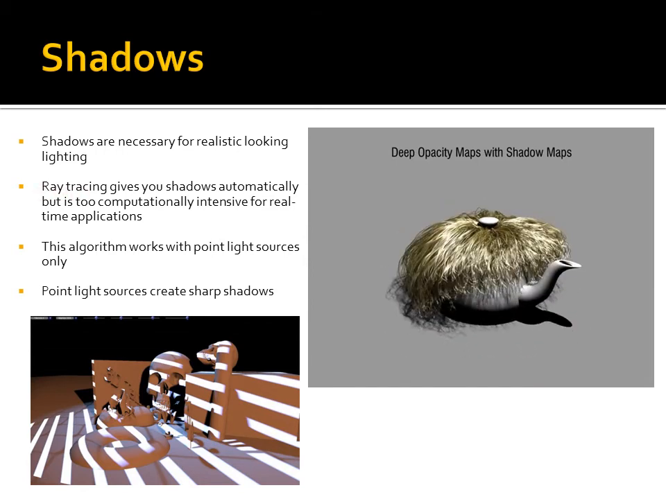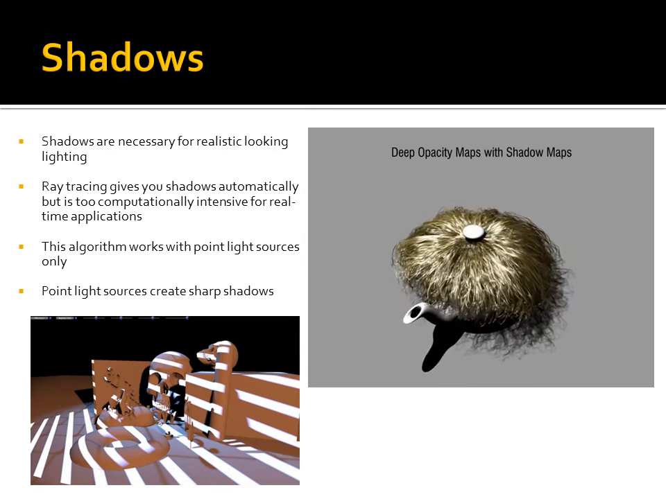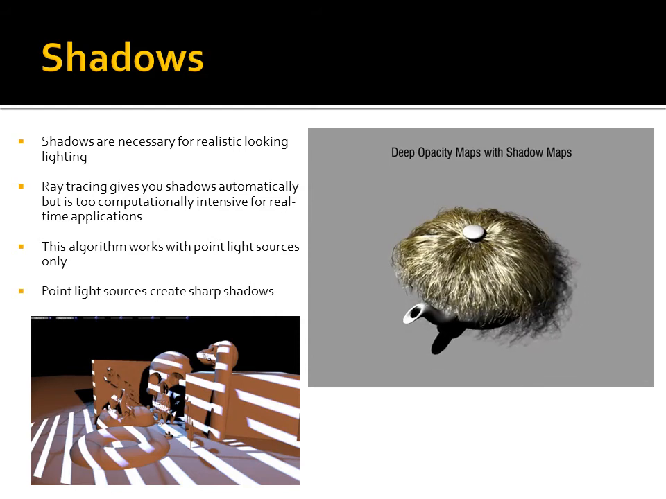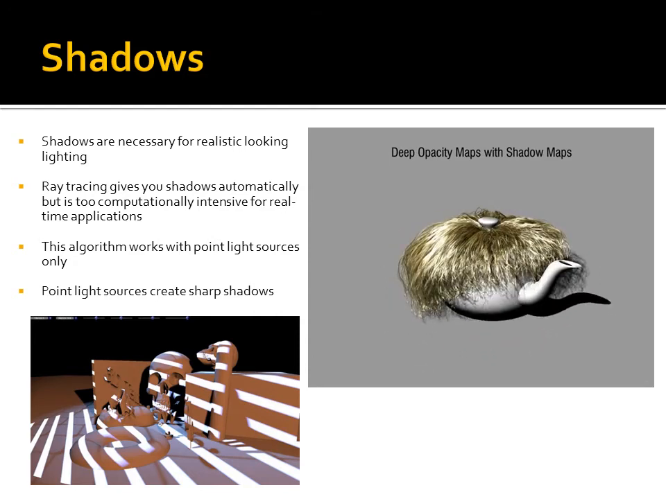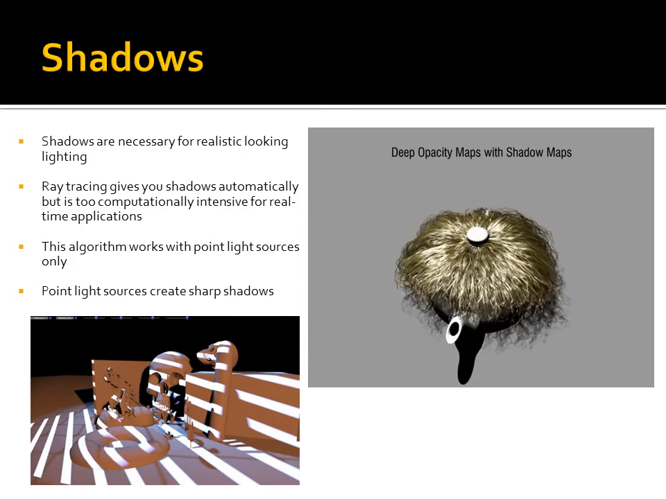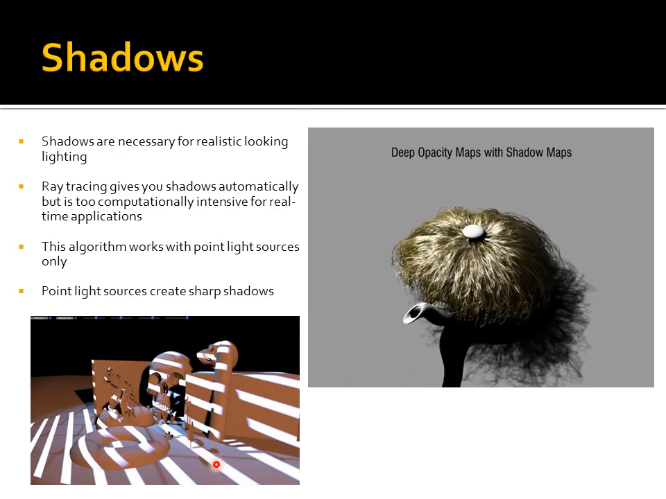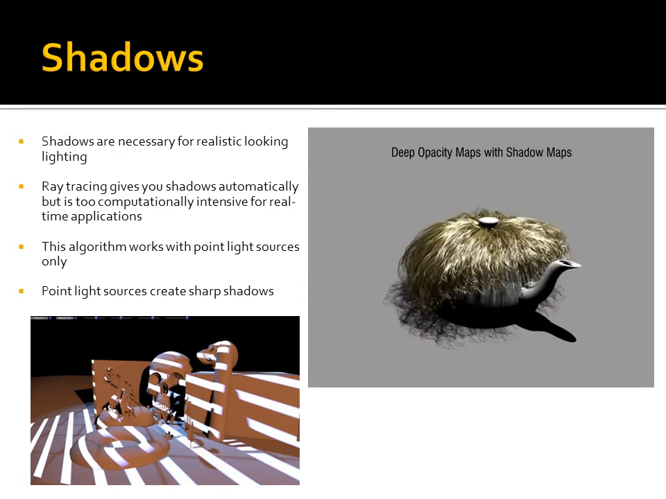Ray tracing is a technique that is too slow for real time, but it does give you nice realistic looking shadows. For normal rendering in real time, you need special algorithms to generate your shadows. The algorithm I'm going to talk about is pretty simple. It only has to do with point light sources, and point light sources create these sharp shadows where you have no fading between the area in shadow and the area not in shadow.